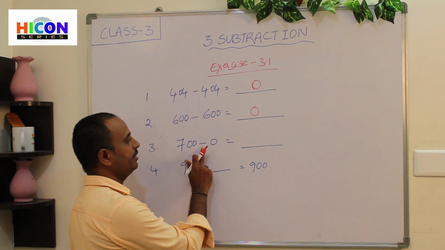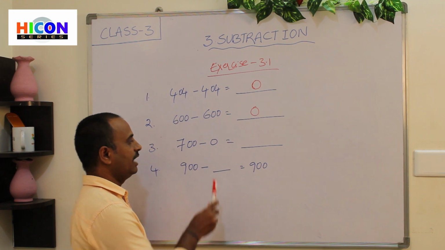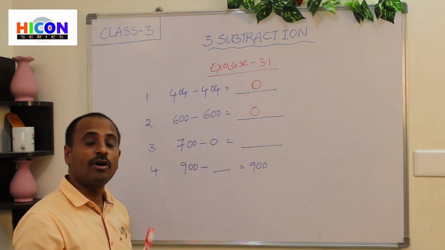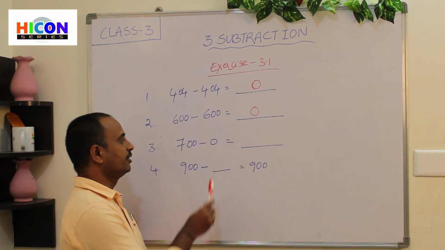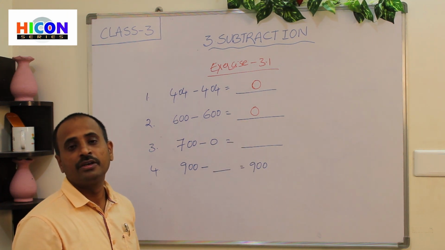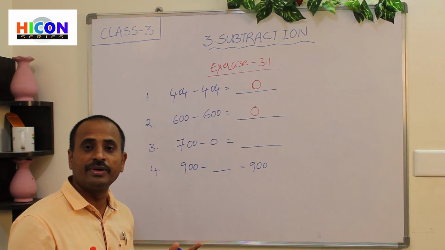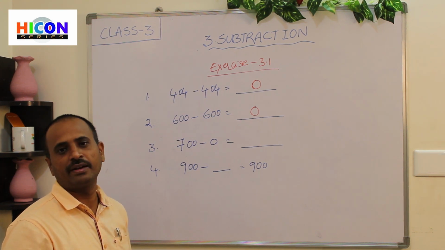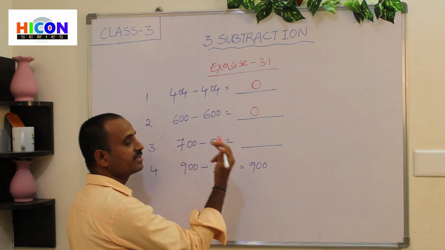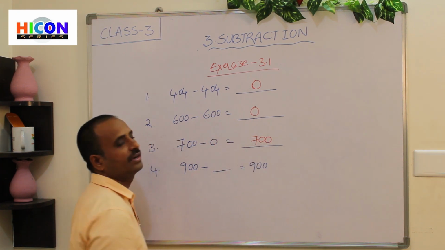Next, see the third subtraction, 700 minus 0 is equal to dash. That means we have to subtract 0 from 700. According to the properties of subtraction, if 0 is subtracted from any number, again we will get the same number, because subtraction with 0 means nothing. So 700 minus 0, again we will get 700.